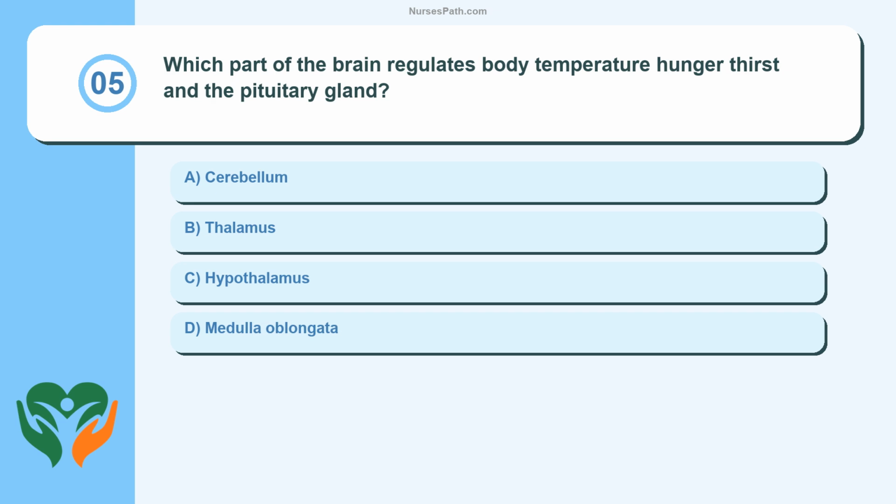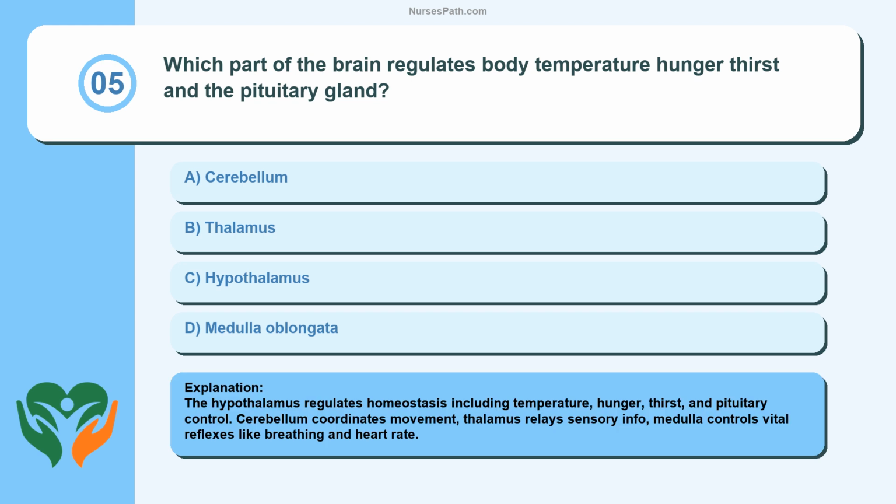Question 5. Which part of the brain regulates body temperature, hunger, thirst, and the pituitary gland? Cerebellum. Thalamus. Hypothalamus. Medulla oblongata. The hypothalamus regulates homeostasis including temperature, hunger, thirst, and pituitary control. The cerebellum coordinates movement, the thalamus relays sensory information, and the medulla controls vital reflexes like breathing and heart rate.